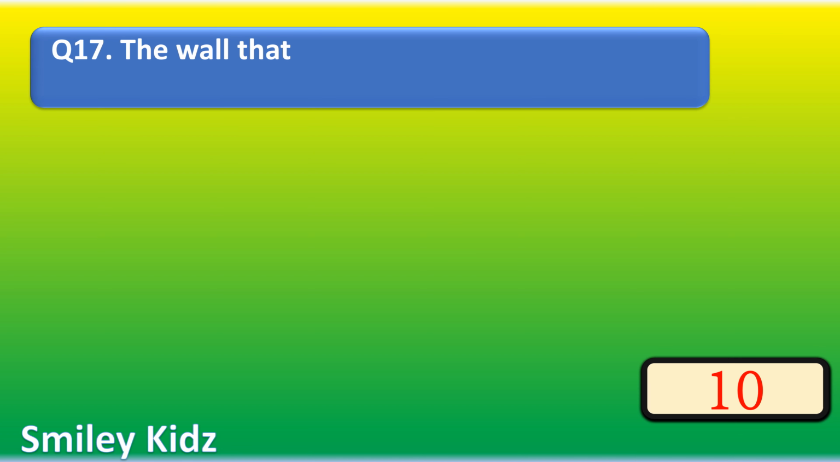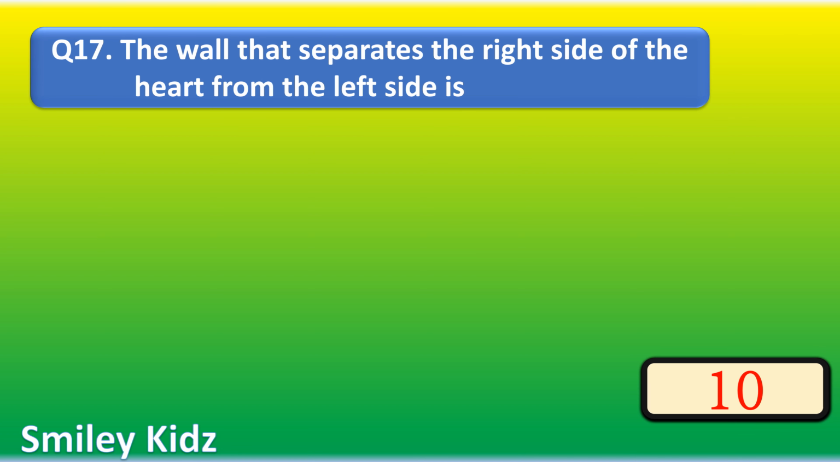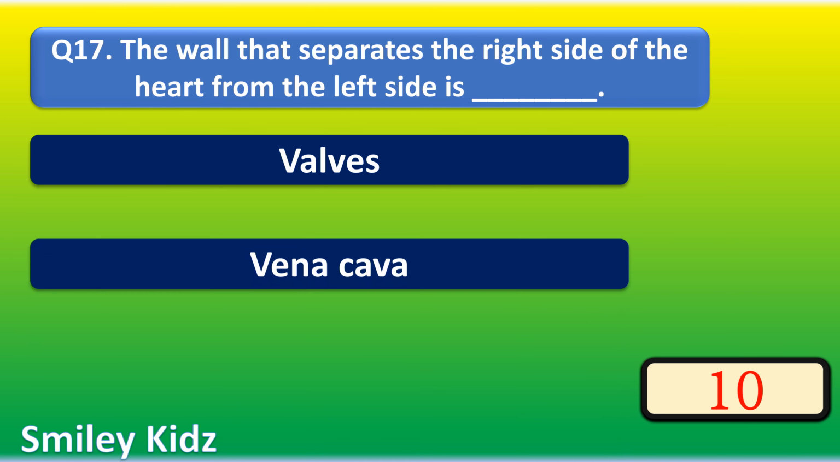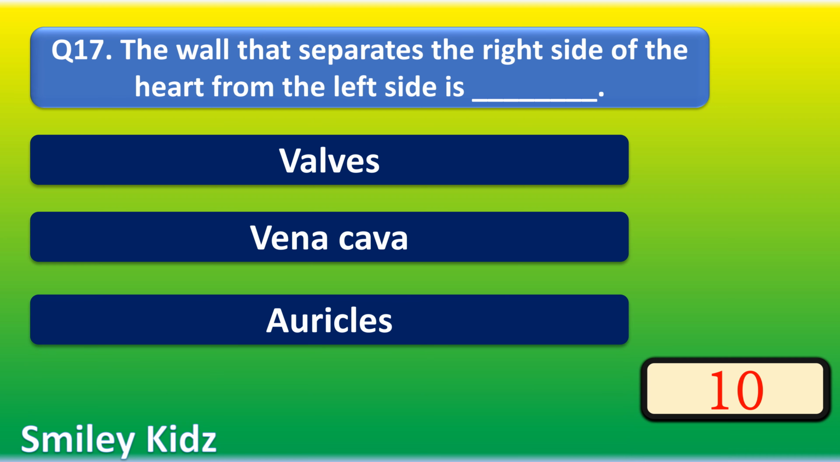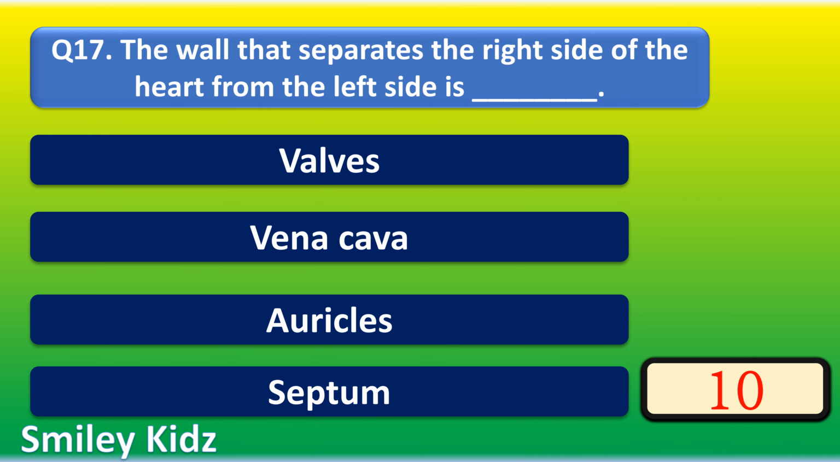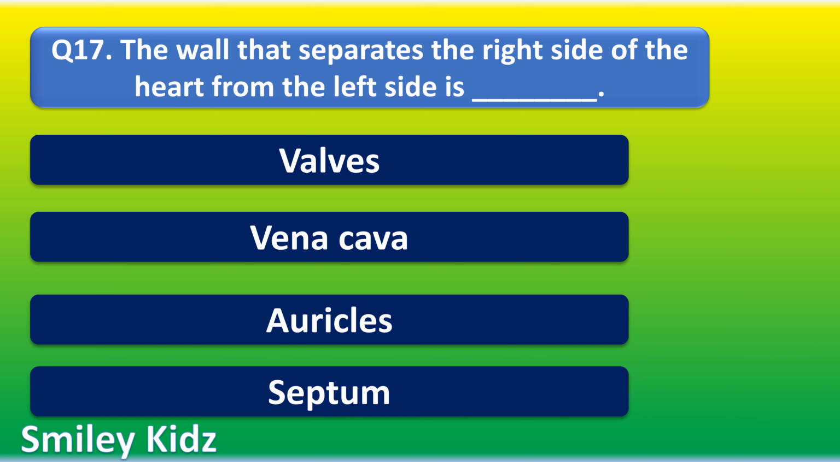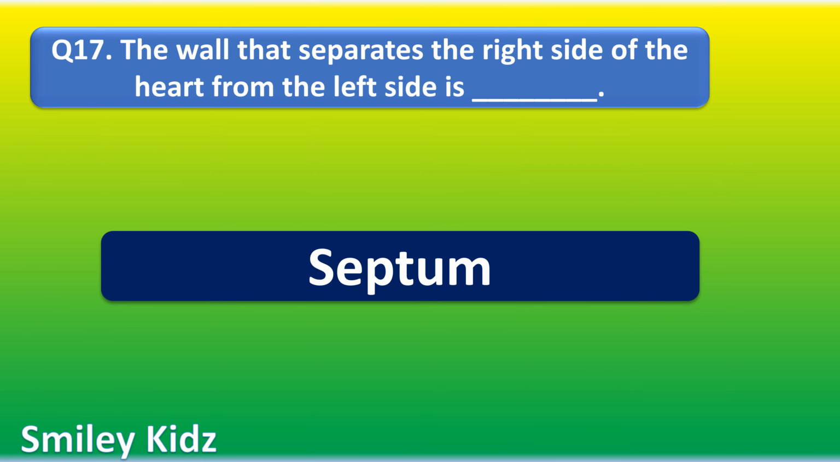Moving to question number 17. The wall that separates the right side of the heart from the left side is dash. Option A valves, option B vena cava, option C auricles and option D septum. Your time starts now. Your time is up. And the right answer is septum. The wall that separates the right side of the heart from the left side is septum.